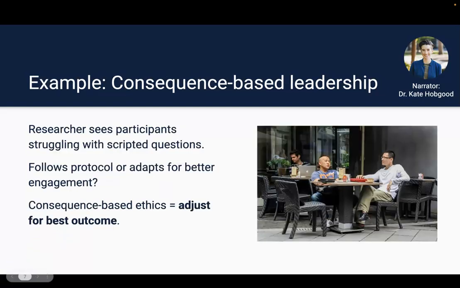An example: a researcher is interviewing participants on a sensitive topic, but the scripted questions feel unnatural. A duty-based researcher would stick to the protocol because, again, they're interested in the rules. A consequences-based researcher might adjust their approach for more meaningful responses, even if it deviates slightly from the standard methods.